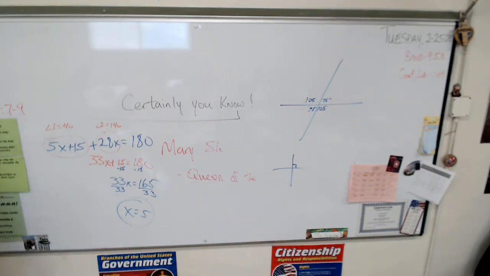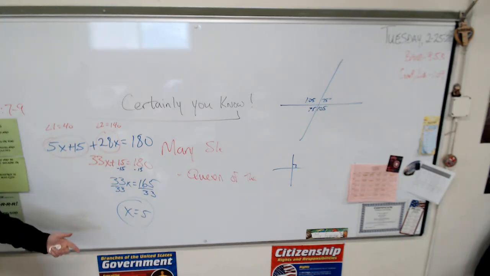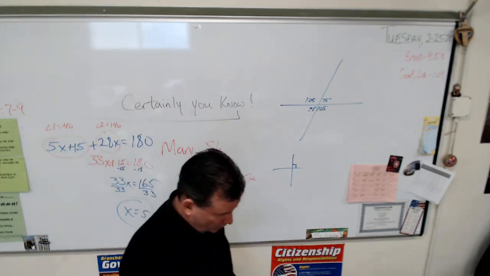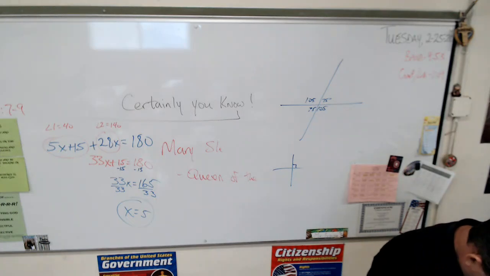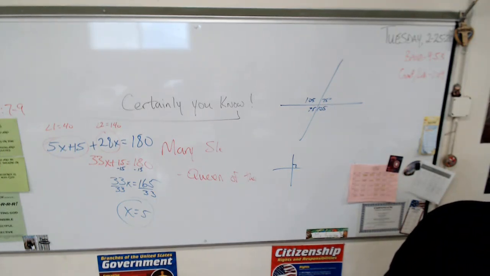I did 180 minus 40. Either way, right? Kara, you're right, because they're supplementary, but shouldn't this be true? And if it's not, we didn't do something right, because if x is 5, those two have to be true. Okay, now try 17. On your own, 17.